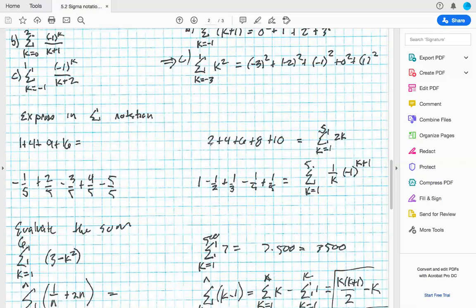Now, because this is 2 times 1, 2 times 2, 2 times 3, 2 times 4, and 2 times 5, if we let k equal 1 to 5, 2k, that is going to be this right here. Now, there's different ways to write this, but this is going to be the easiest one you have.